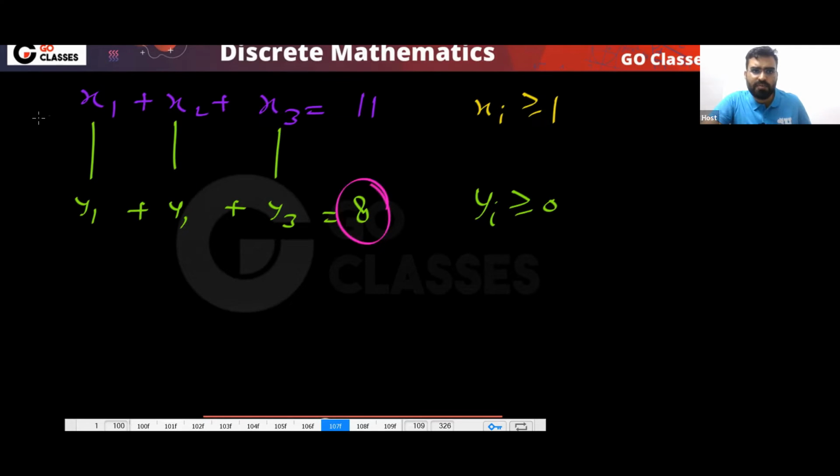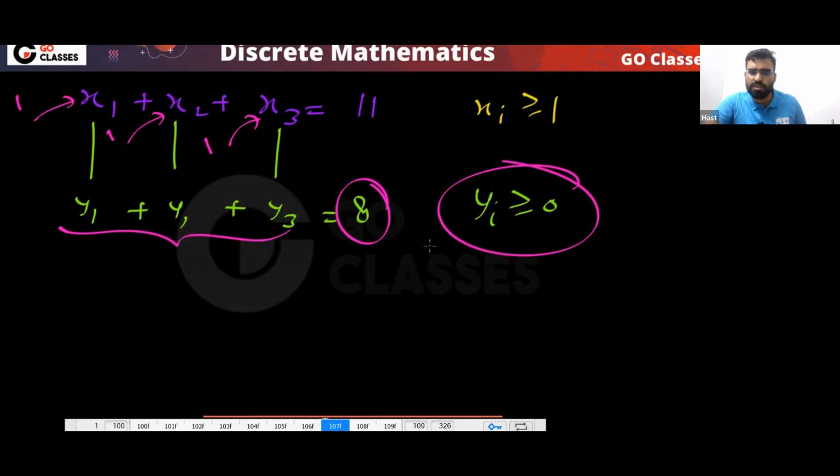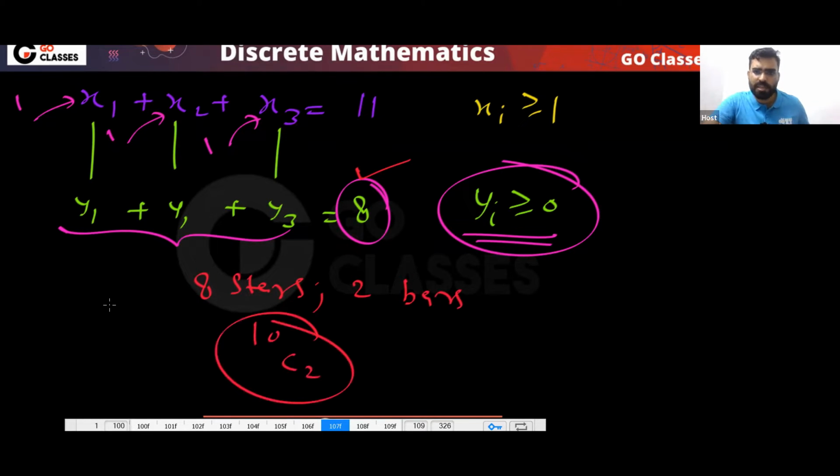Basically, directly give one chocolate to each. Now the equation is changing. Now everyone has already got one chocolate. So now yi is greater than or equal to 0, and 8 chocolates are remaining. So the answer is 8 stars and 2 bars. So the answer is 10C2. This will be the answer.